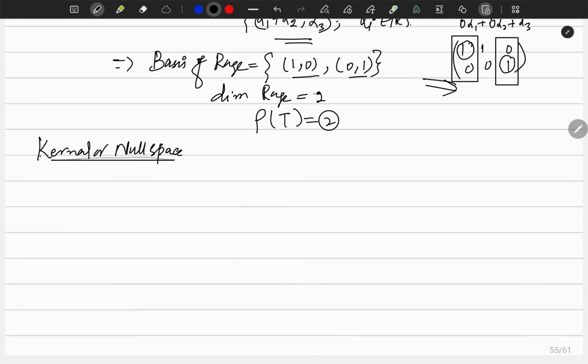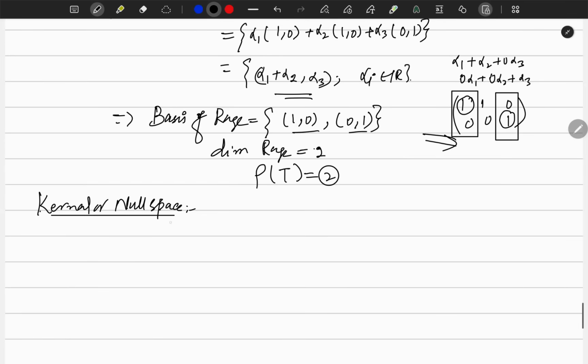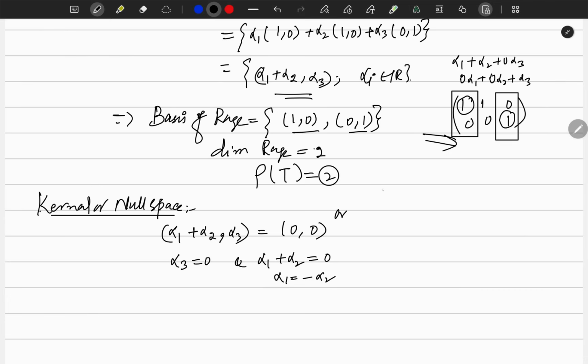Kernel or null space, what does it mean? It means T of the vector will be equal to 0. What is the range expression? This one, that is (alpha 1 plus alpha 2, alpha 3) is equal to (0, 0). So that means alpha 3 is 0 and alpha 1 plus alpha 2 is equal to 0, which means alpha 1 is equal to minus alpha 2.